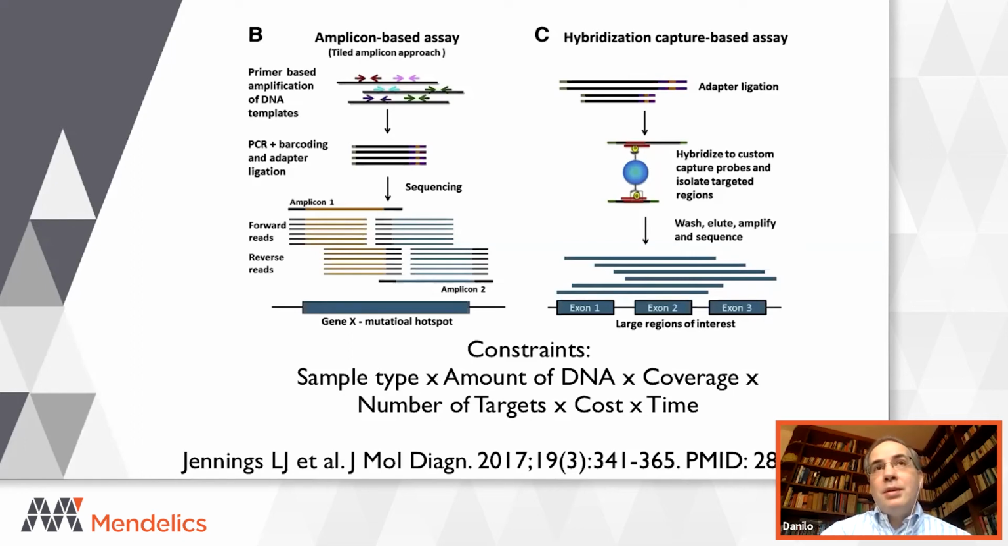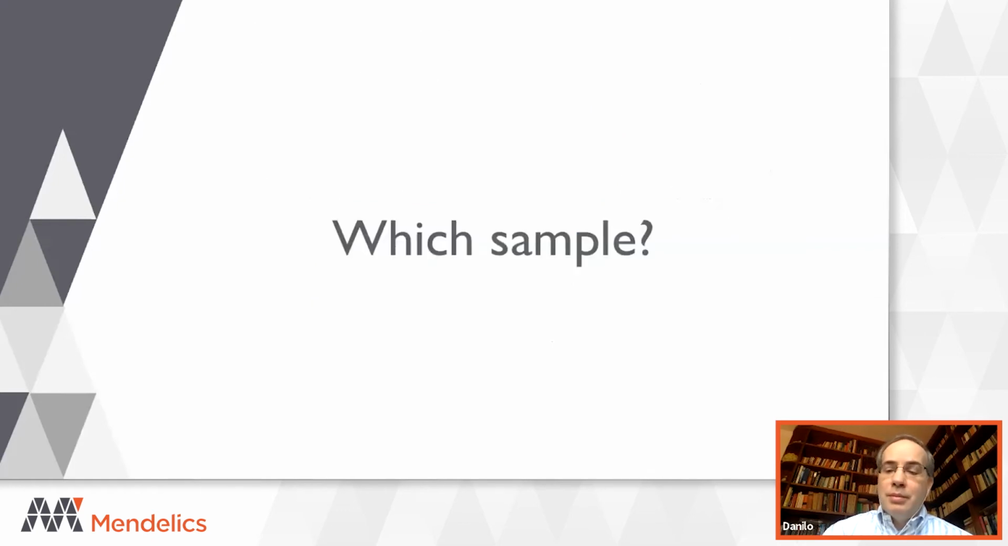So the constraints here are the sample type, what sample I'm using, what amount of DNA I have to test, because an amplicon-based assay needs less DNA than hybridization. What coverage I need, because amplicon will give me much more coverage. What is the number of targets, the cost and the time? Amplicon will take less time to give me a result than hybridization. So there are many questions to be answered to define what test you will do.